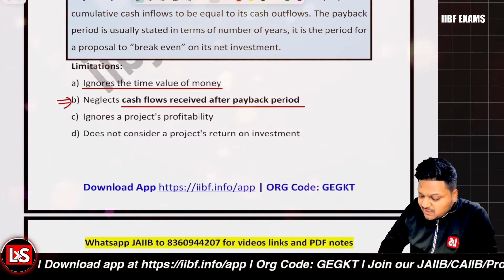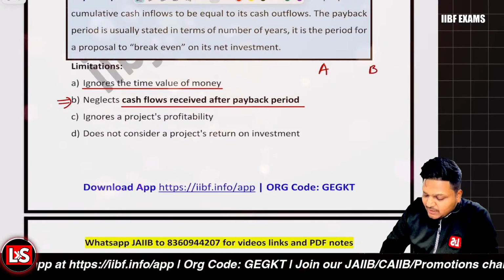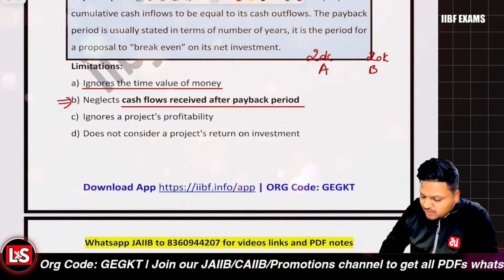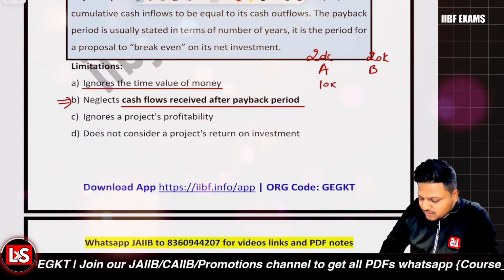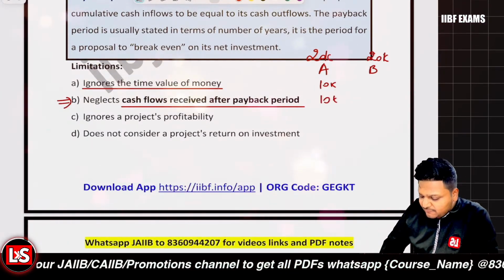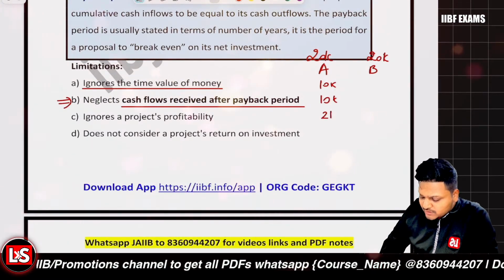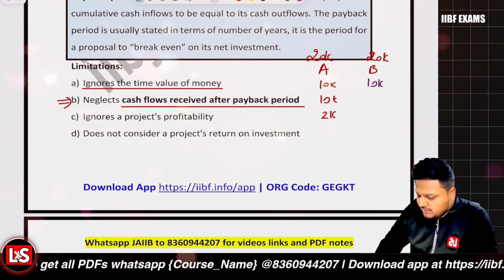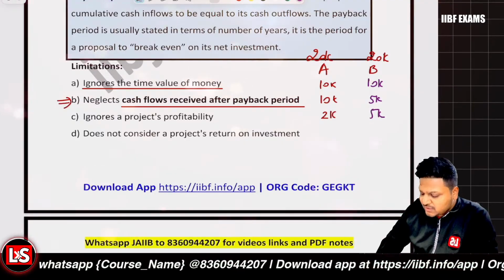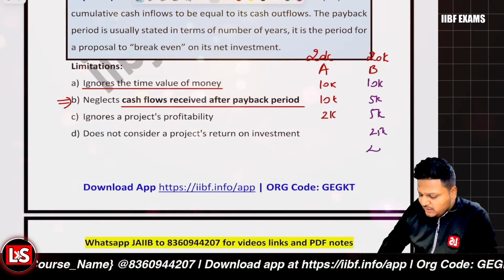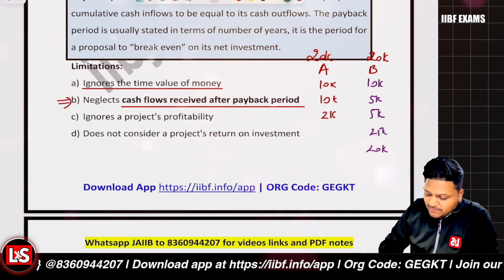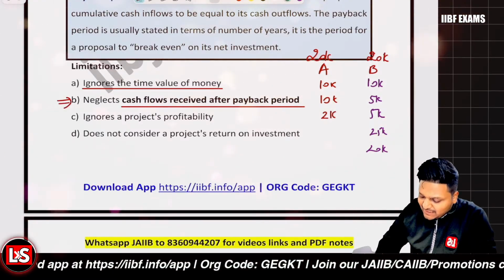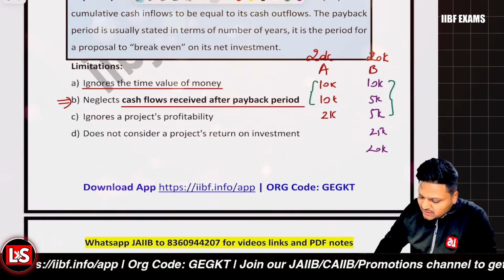Now let's consider two projects, project A and project B. In both scenarios, let's say 20,000 was initially invested. Here you got 10,000, 10,000, and that's it, or 2,000 after that. But in the second project, you got 10,000, 5,000, 5,000, 25,000 and 20,000. Now, if we calculate the payback period, for project A it is 2 years. For project B, it is 3 years.